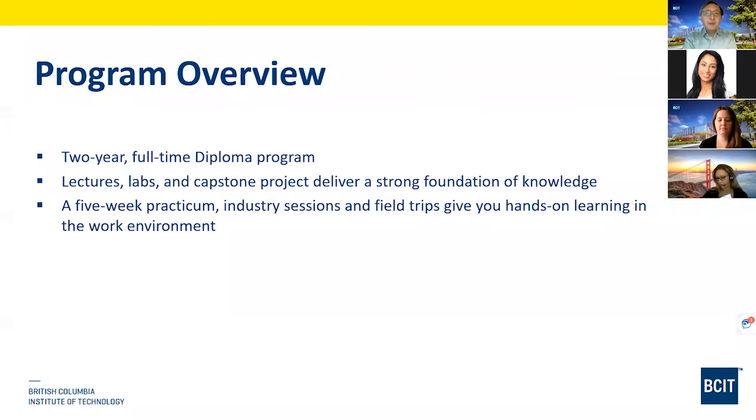Regarding our program at BCIT, we are a 2-year full-time diploma program. So it's 2 years, but actually it's 1 year, 9 months, because you come in September and you'll be graduating in June of the 2nd year.